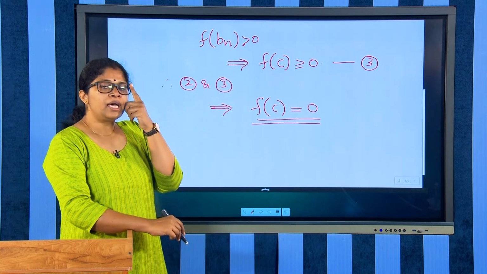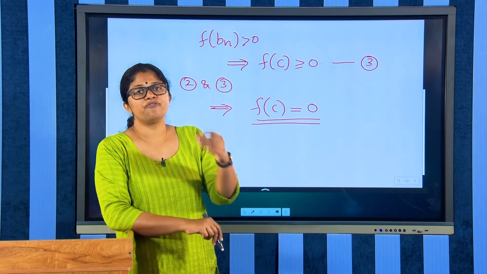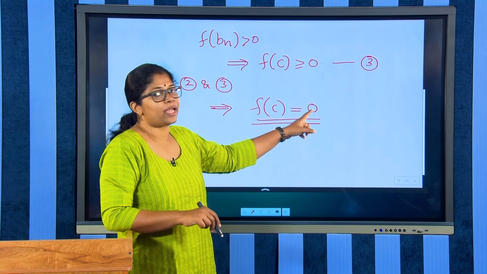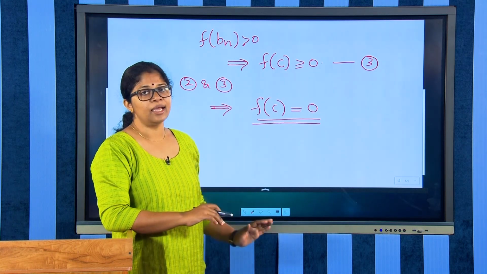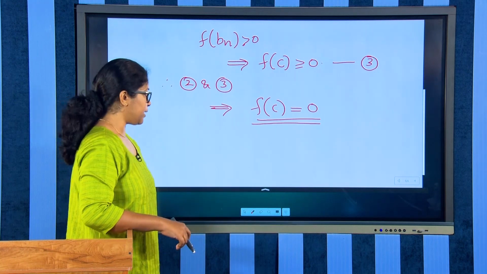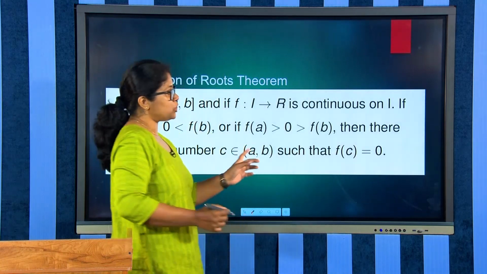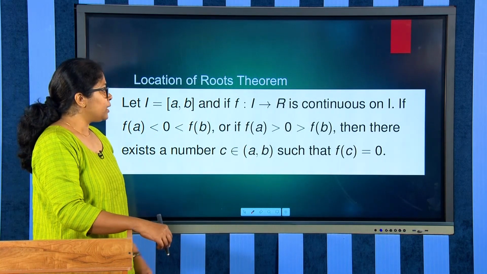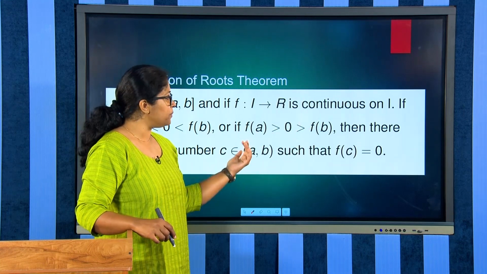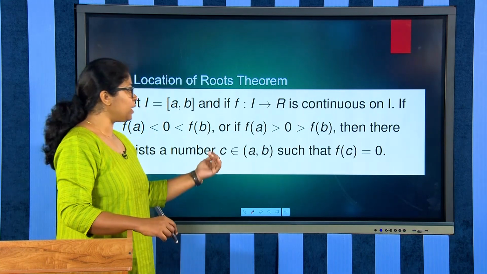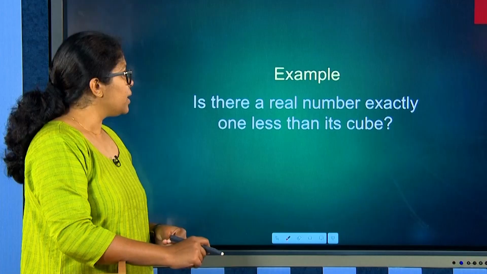So we have a particular point C between A and B where the function's value becomes equal to 0, which is exactly what is said in the location of roots theorem. So that completes the proof of the location of roots theorem. A similar argument holds for this case as well. You can start with B and f of B and f of A in the reverse order.